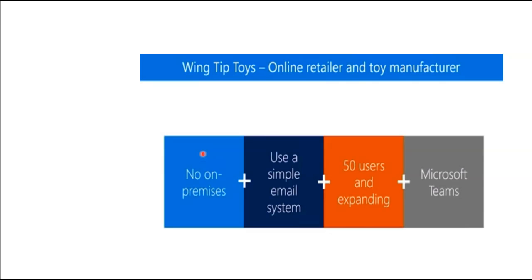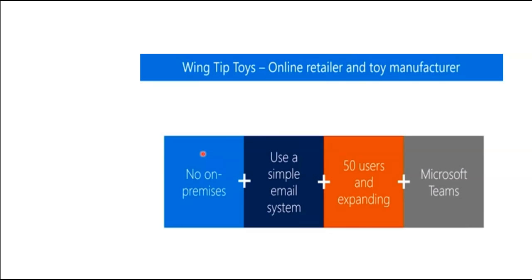Let's take one company called Toys Manufacturing Company, an online retailer selling some of the toys they manufacture. Today they use a simple emailing system over the internet with a provider, maybe some kind of internet provider who supplies their emails, and they now want to use Office 365 to collaborate by using Teams around the different projects across the globe.